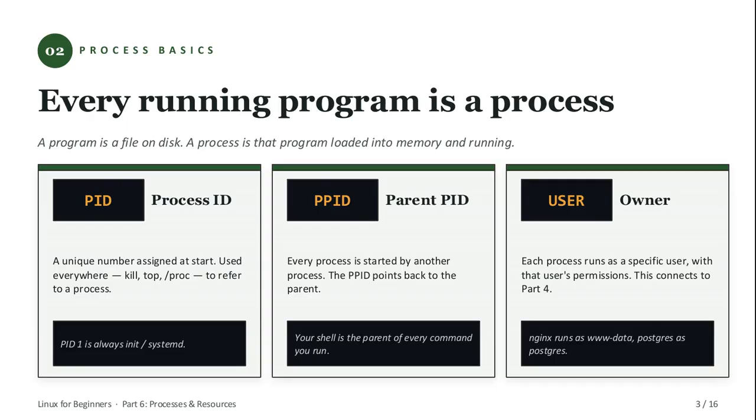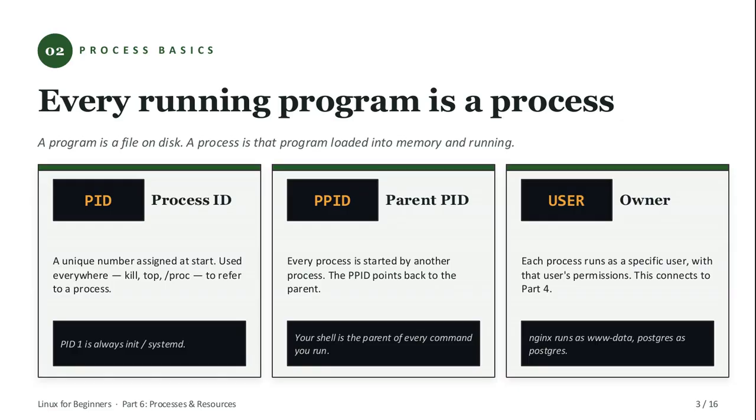A program is just a file sitting on your disk. But the moment you run it, the kernel loads it into memory and it becomes a process, and every process gets 3 things you'll see again and again. A PID, its unique ID number that tools like kill and top use to refer to it. A PPID, pointing back to whatever process started it. And yes, your shell is the parent of every command you type.